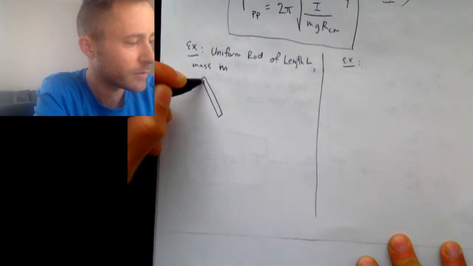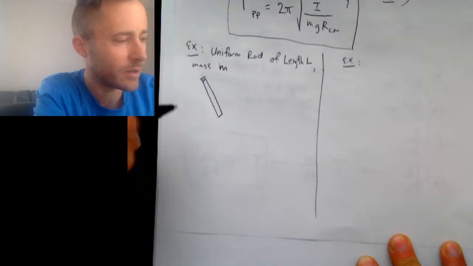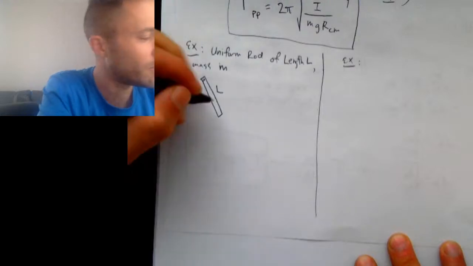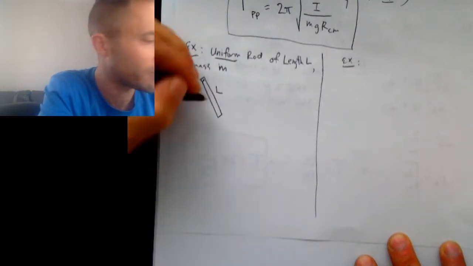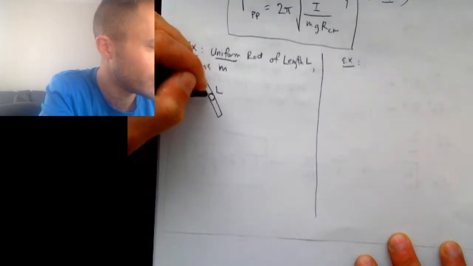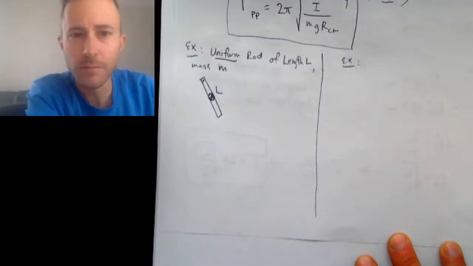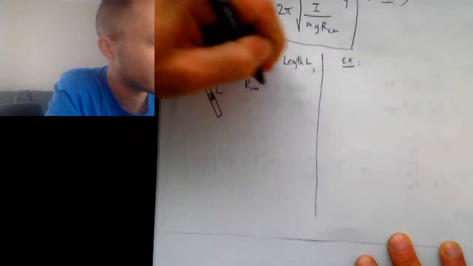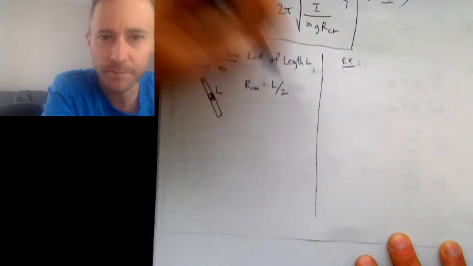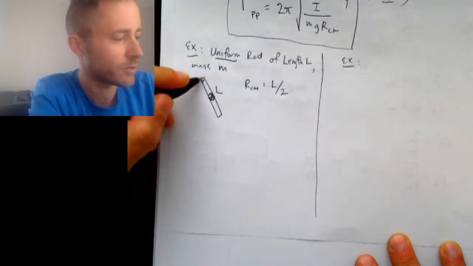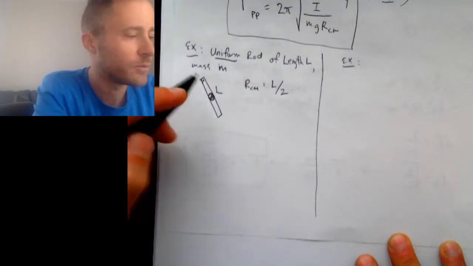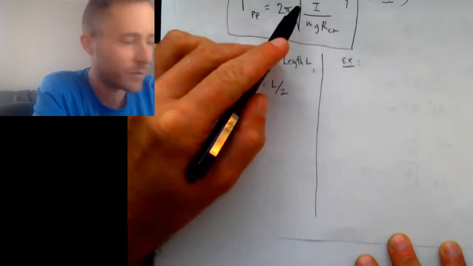We've got a rod like this. The rod is pinned at its end. It has a total length L. Because it is a uniform rod, its center of mass is going to be in the middle. What that means is that R_CM is equal to L over 2, because the distance from the end to the center is L over 2. So that's part of it. I also have to get the inertia.